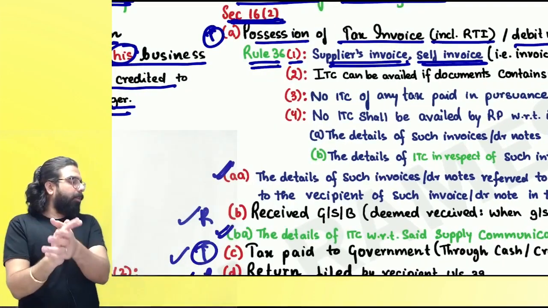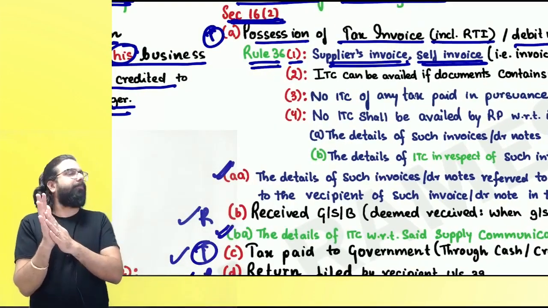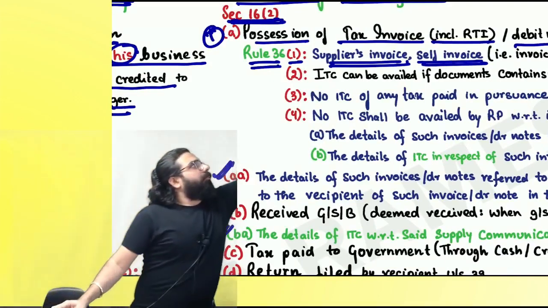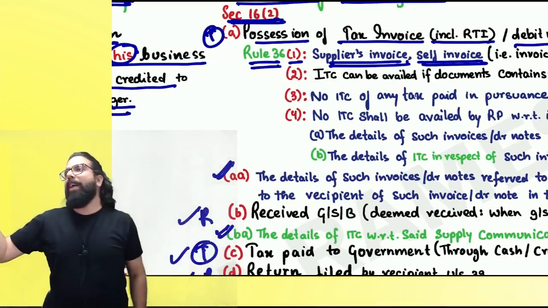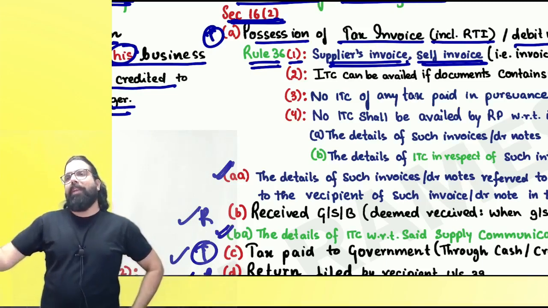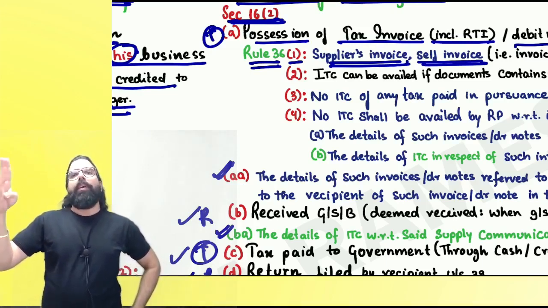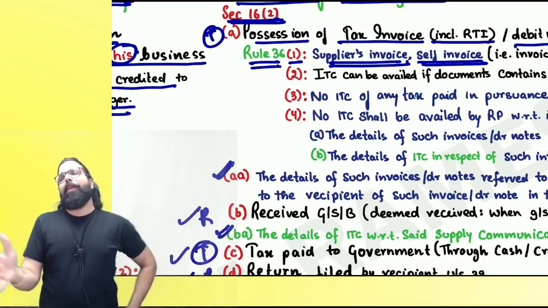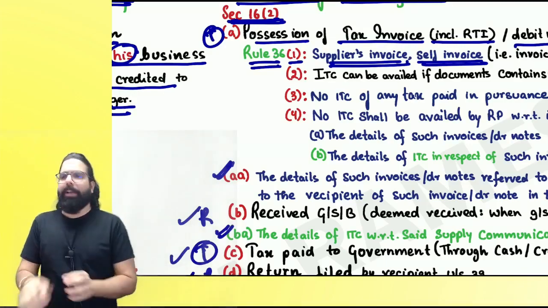Can you tell me what you mean by BIRDS, everyone? B for bill of entry, I for ISD invoice, R for RCM case mein self invoice, D for debit note, and S for supplier's invoice. Only on the basis of this you can take the credit.